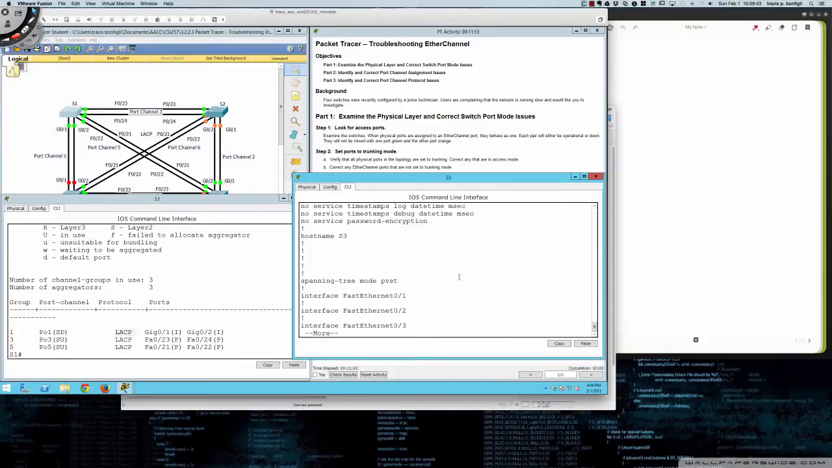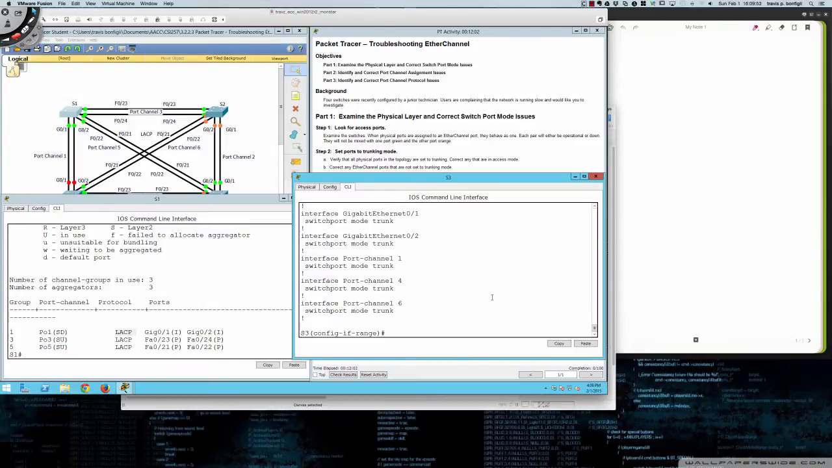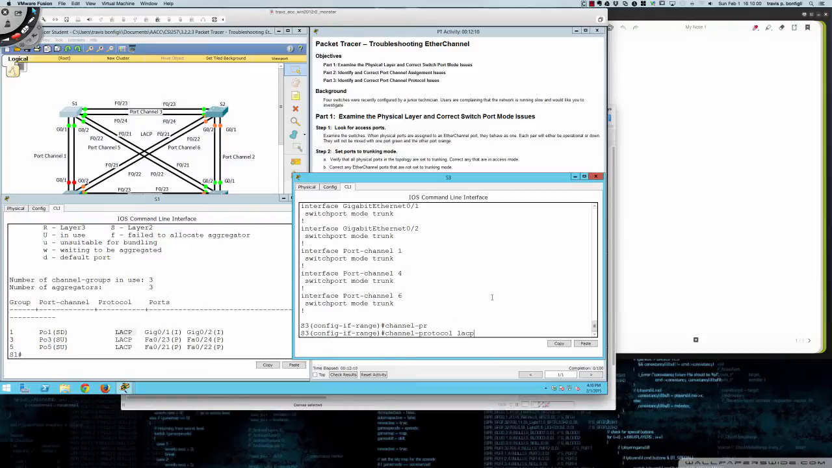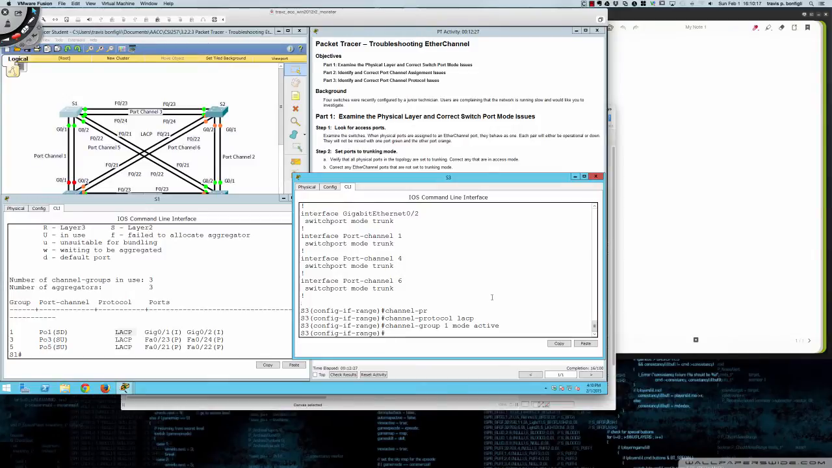So now if I do a do show run, let's see what Gig 0/1 and 0/2 look like now. So they're trunk ports, and that's what we want. You can see here they lit up red because we pulled them out of the EtherChannel. But let's go ahead and do what we worked on in the last exercise, which is channel protocol. We're going to set it to LACP, and then channel group, we're going to set it to 1 mode. And remember, with PAgP, it's auto and desirable. With LACP, it is active and passive. And so we're going to do active, right?